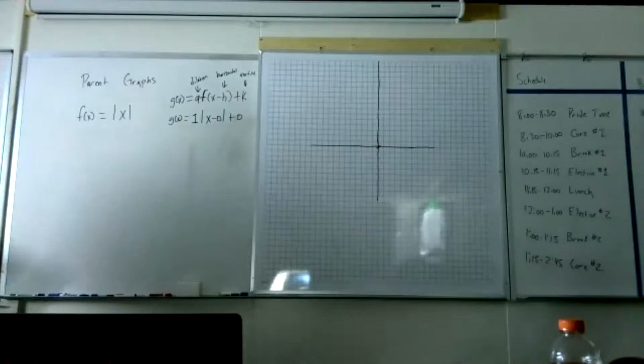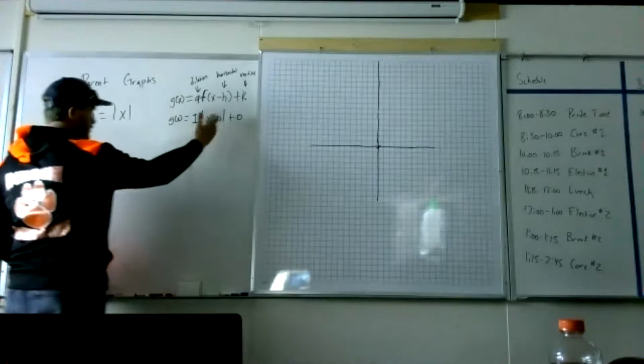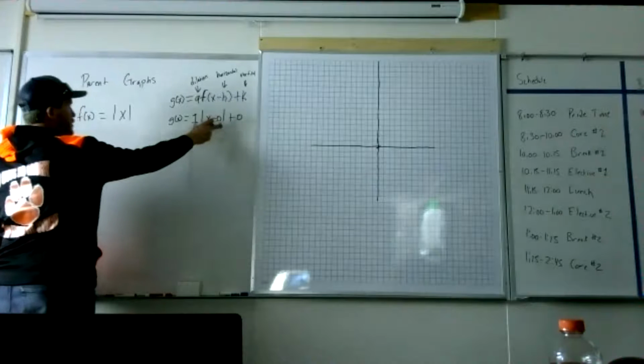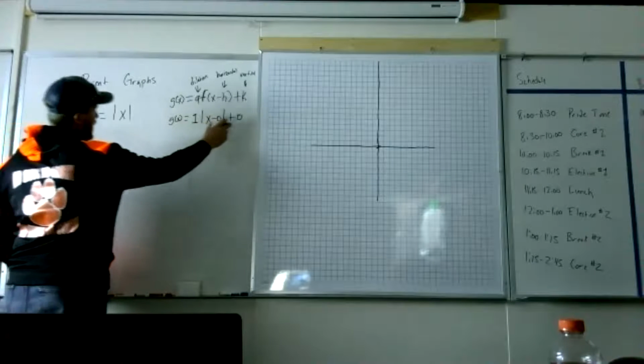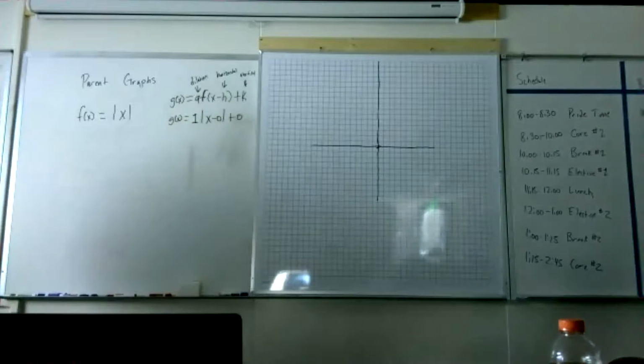And I had to alter my 1 because I draw like lines. So once again, x minus 0, 0 takes the absolute value, multiply it by 1, and then add 0 is just going to be the absolute value of x. So that's your parent graph in the general form.